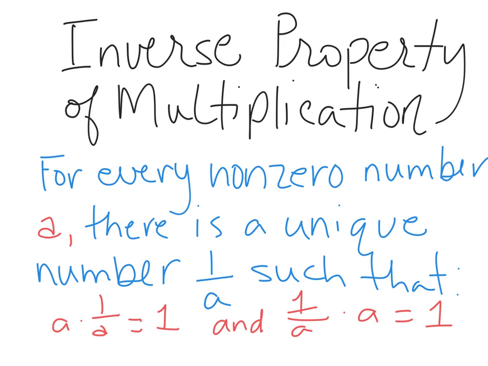Okay, so we have a new property to learn about. This is called the inverse property of multiplication. And basically, for every non-zero number a, there is a unique number, 1 over a, such that a times 1 over a equals 1, and 1 over a times a equals 1. I mean, we just move it around with the same thing.